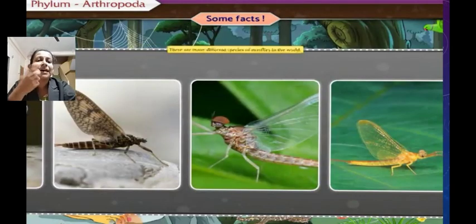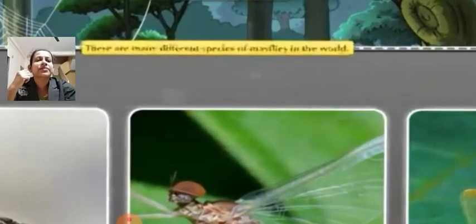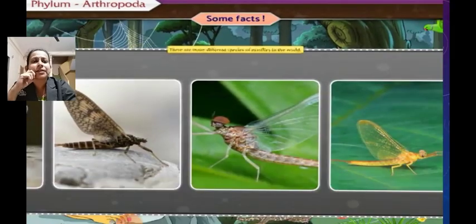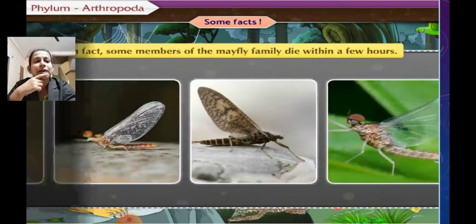And then you can see there are varieties of mayflies. You can see there are different species of mayflies in the whole world. So this is regarding the mayfly. In fact, some members of the mayfly family die within a few hours, not only 24 hours but even within a few hours. So it has the shortest lifespan.